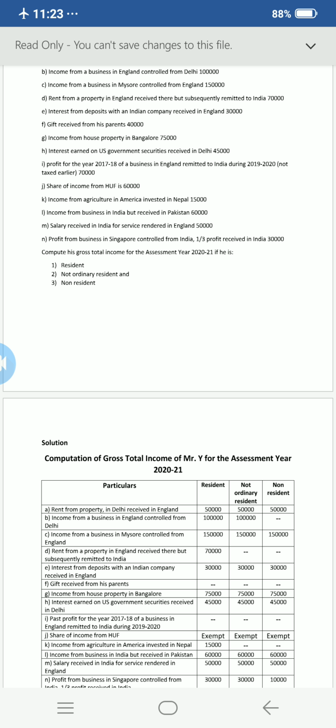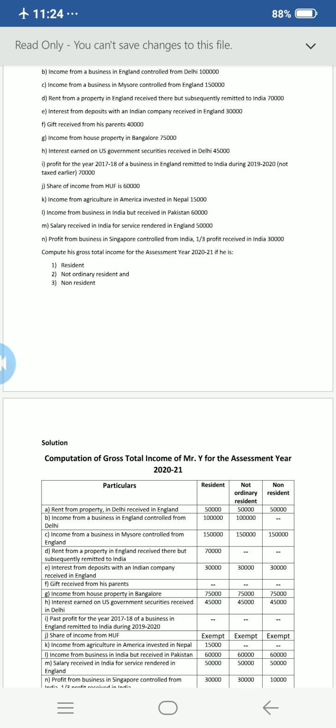Next, interest received on US government securities received in Delhi, rupees 45,000, received in Delhi means Indian income, so taxable for all. Next, profit for the year 2017 and 18 of a business in England remitted to India during 2019 and 20 not taxed earlier, rupees 70,000.